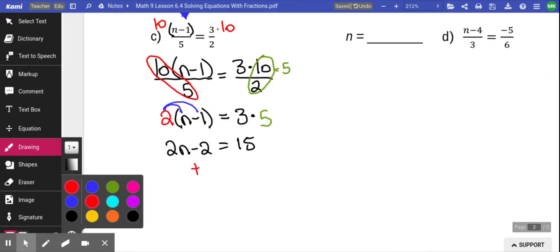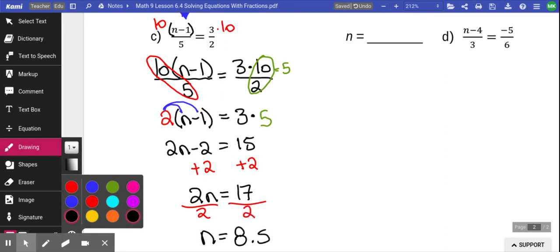To solve this, we add 2 to both sides. That gives me 2n equals 17. Divide both sides by 2. N equals 8.5. Beautiful.